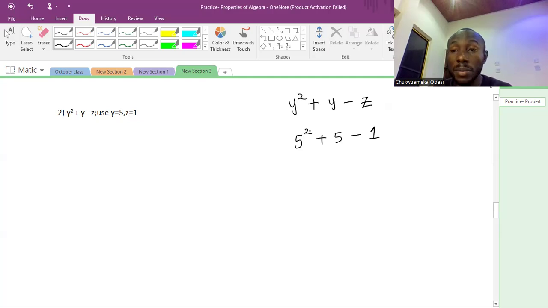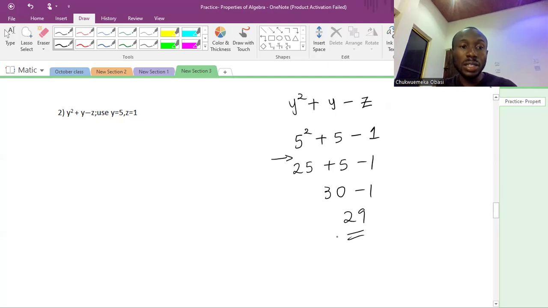with the PEMDAS. So you do the one with the exponent and then you keep moving. What is 5 squared? 5 squared is 25. And we have 25 plus 5 minus 1. Then addition, right? So 25 plus 5 will give us 30, and 30 minus 1 will give us 29. So that is the answer to this very question.